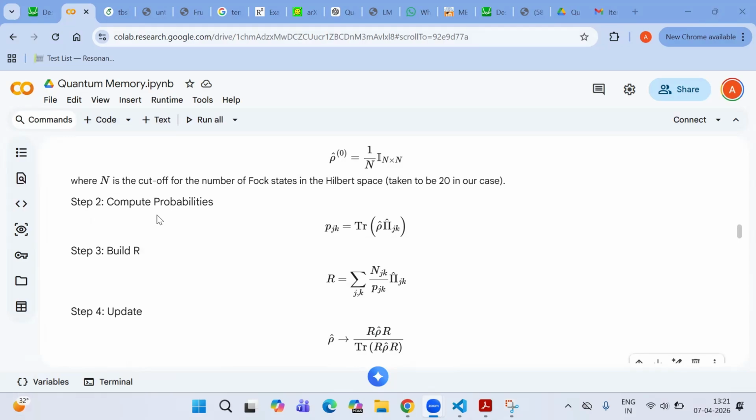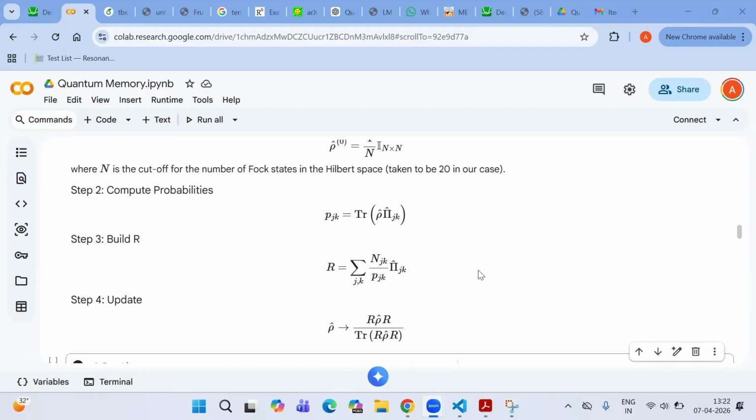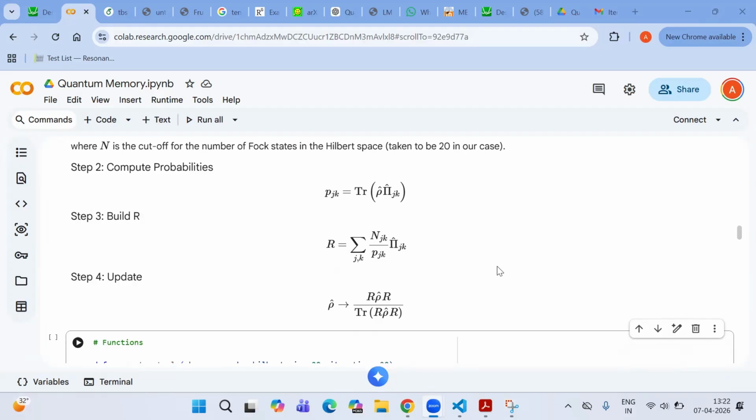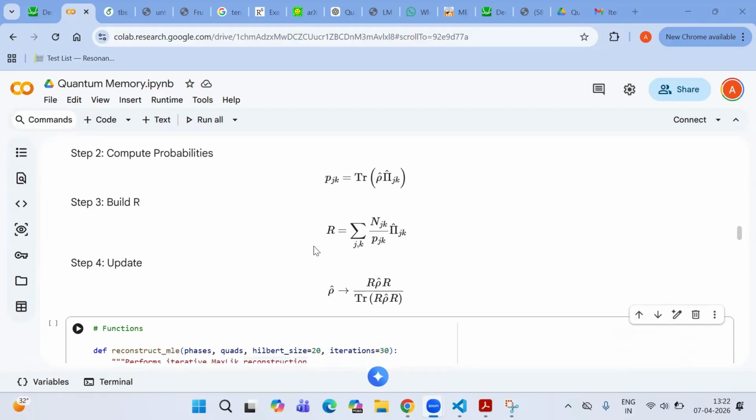The next step is, of course, to compute the probabilities p_jk, which, as mentioned before, is trace of rho times pi_jk. Next, we introduce this matrix R, and R is defined as shown here: summation over j, k of n_jk, which is of course the number of counts, over this computed probability p_jk, times pi_jk. And then finally, the last step is to update rho. So rho has to be updated according to this equation: R rho R over trace of R rho R. We are dividing by the trace in order to normalize rho, to ensure that the trace of rho always remains 1.